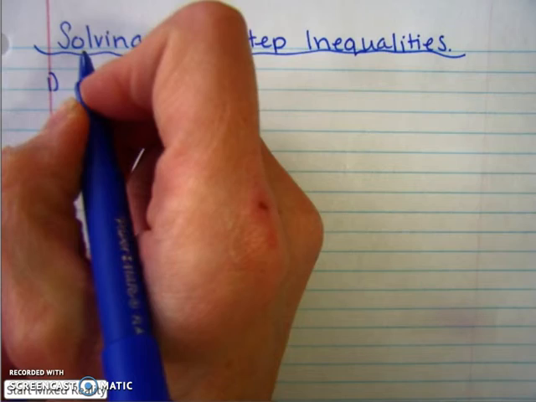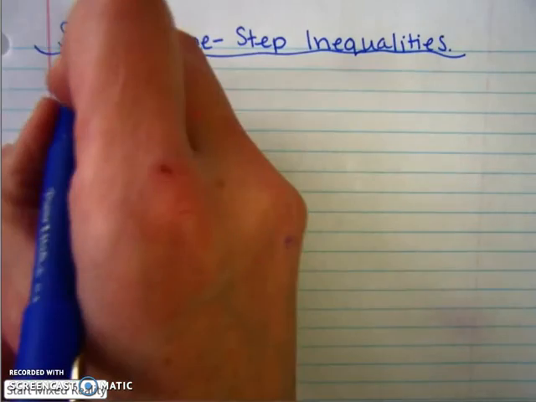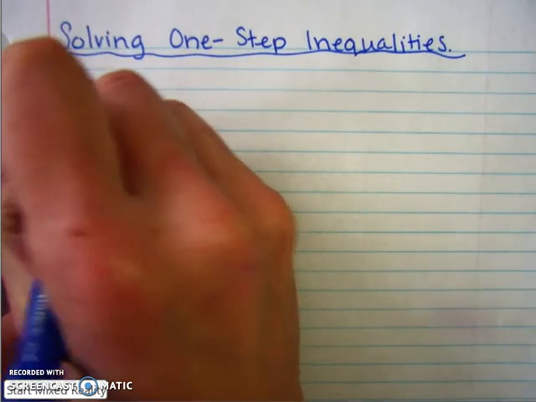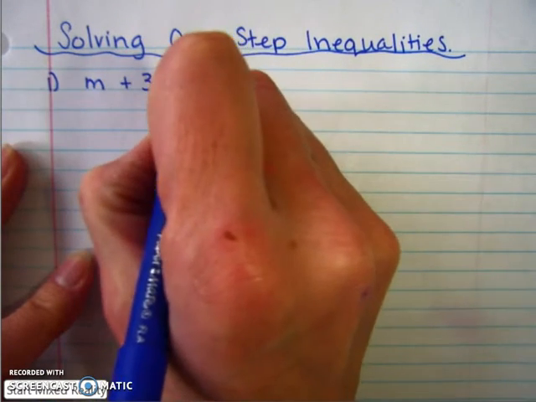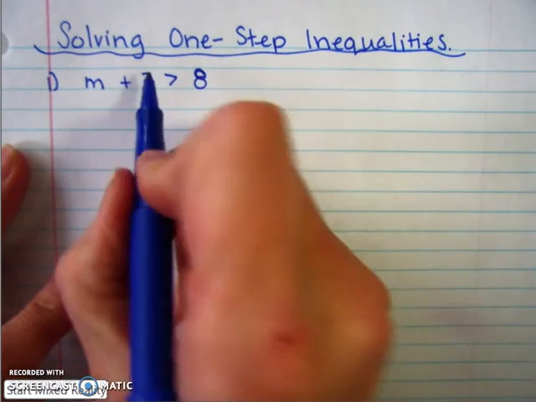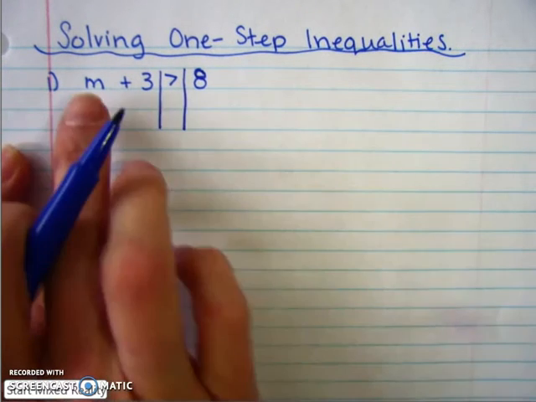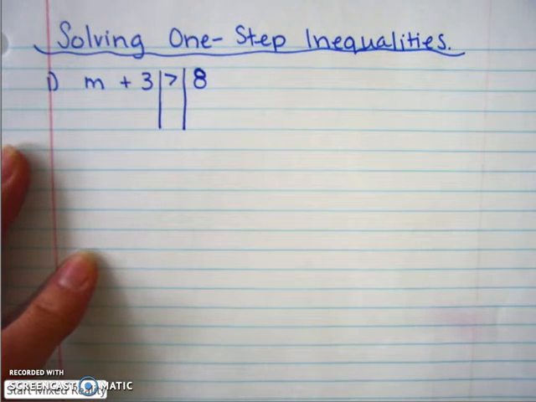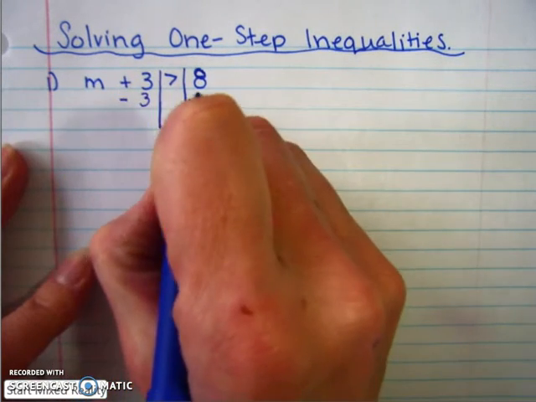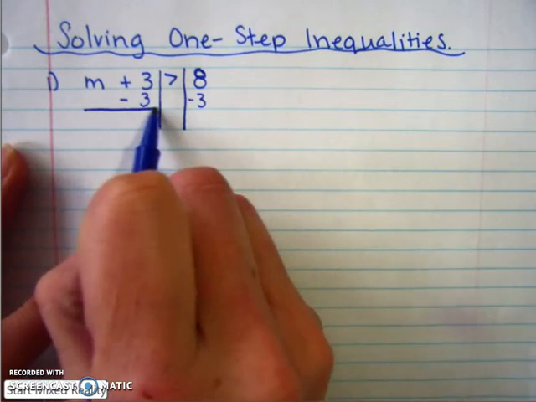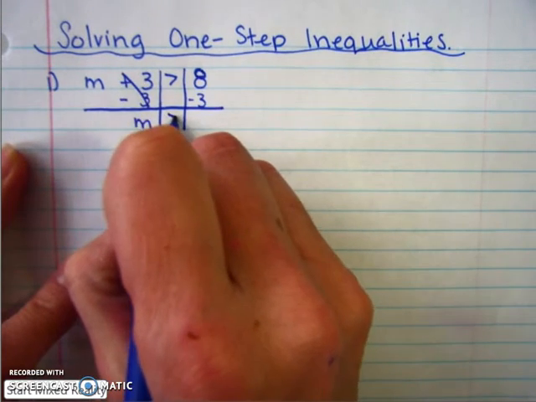All right, our first example is going to be an example when we're solving a one-step equation with addition. So we have m plus 3 is greater than 8. Okay, so just like before when we were solving equations, we're going to isolate the variable using inverse operations, so undoing the math. Okay. So to undo, add 3, we're going to subtract 3 from both sides.